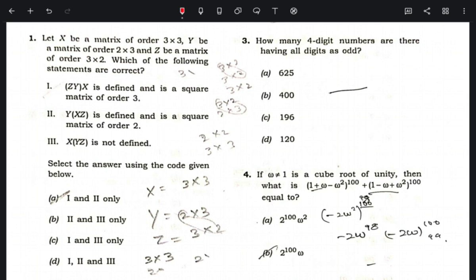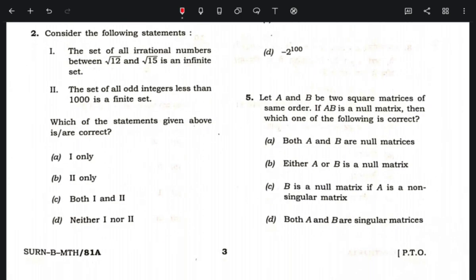So the first question, it is a mathematics question. Answer is D. You have x, y, z, and they have given some orders. So this is just multiplication. You just have to see whether zy will multiply or xz will multiply or yz will multiply. Even if they multiply, you see what order it is, and you'll get the answer through that.